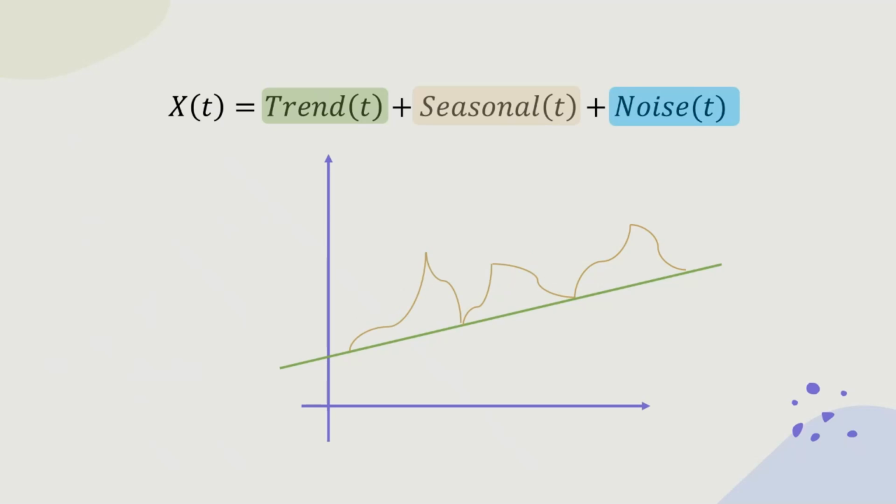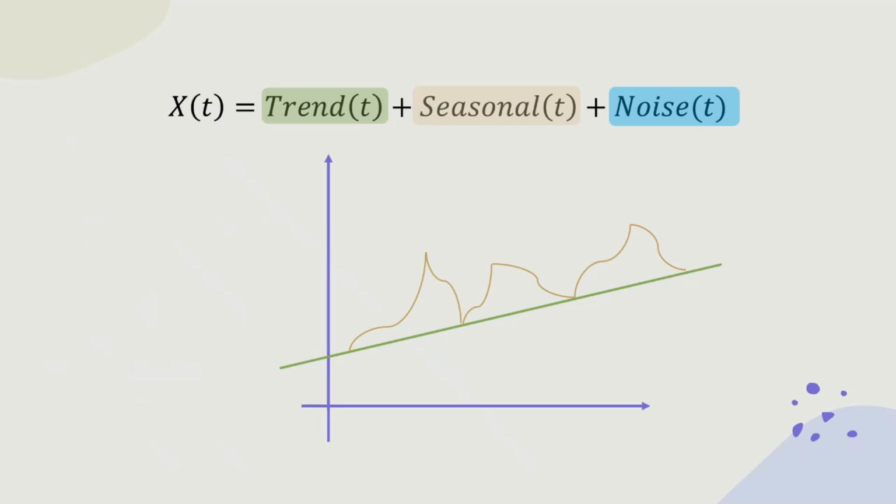And finally, I add some noise. So I assume that the data is not perfect and will have some noise. So there will be some repetition, but not exactly the same thing. So overall, it grows or it goes down. That's the trend, then the repetition, and then the noise.